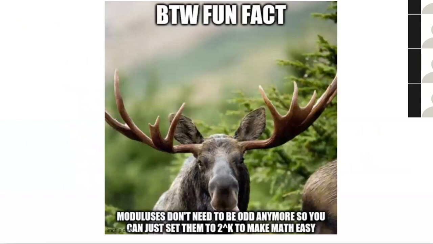By the way, one other reason why this matrix approach is nice: from here on, we don't actually care about the moduluses being odd. We don't care about them being prime. We don't care about moduluses having any kind of properties. To make the math easy, we're just going to set the moduluses to equal some power 2 to the k, and that makes the math really easy. And it makes bootstrapping really easy as well, because you can just forget the higher order bits.